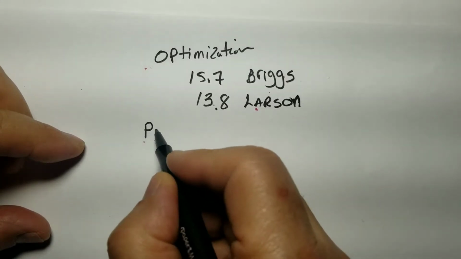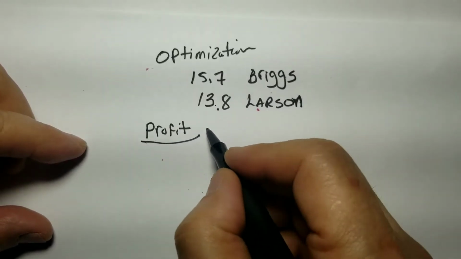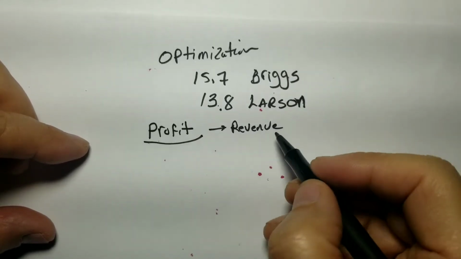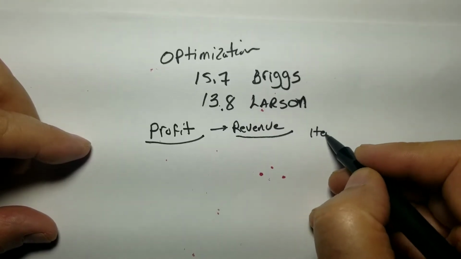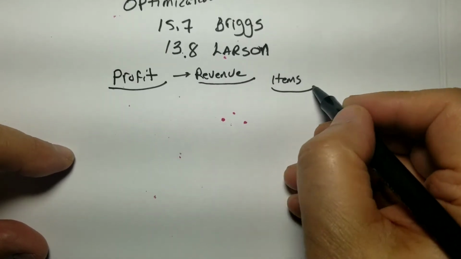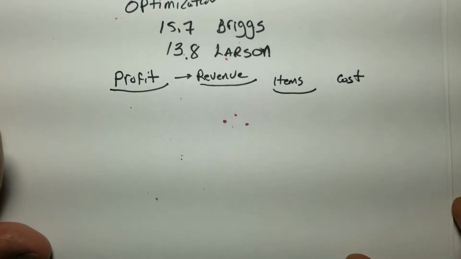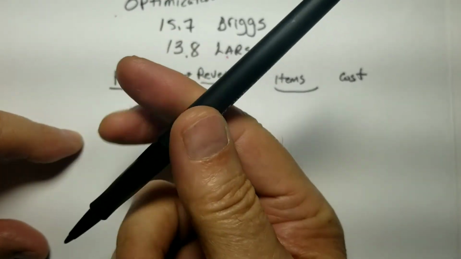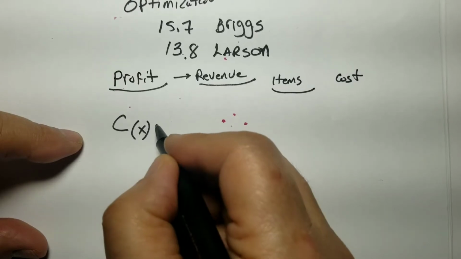Remember, in business, you always have profit. But profit is born from the revenue. But remember, in order to have revenue, you have to have some items to sell. In order to have some items, it's going to cost you to make those items. Therefore, let's say you're going to make pens, and you're going to produce so many pens.